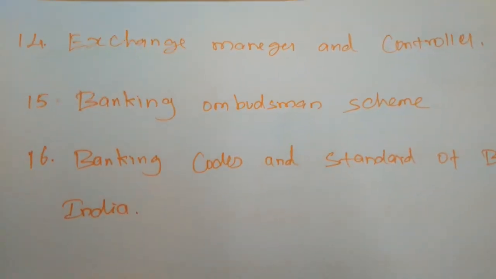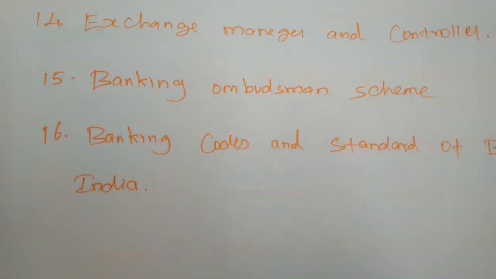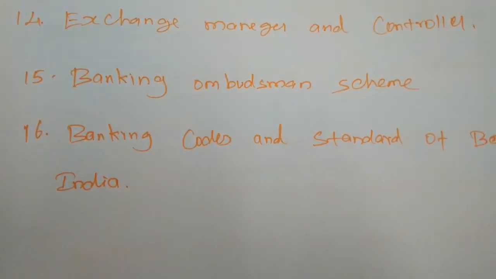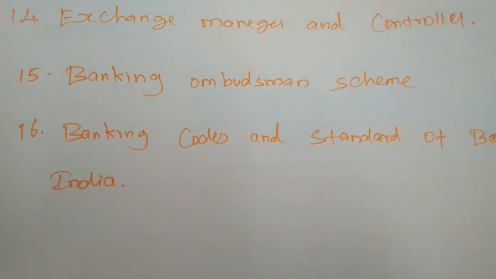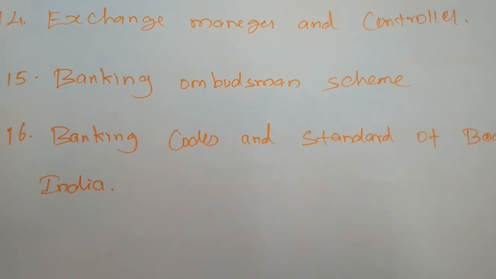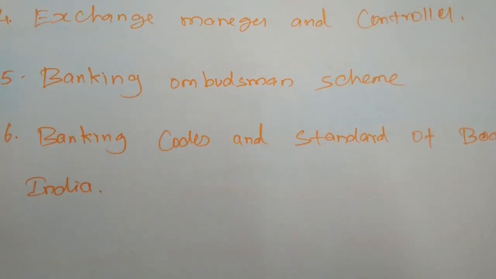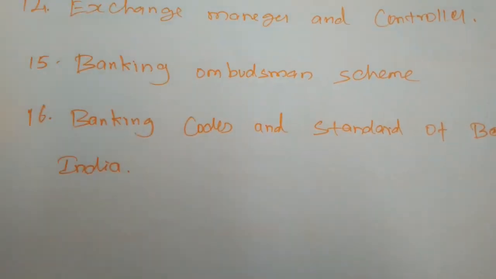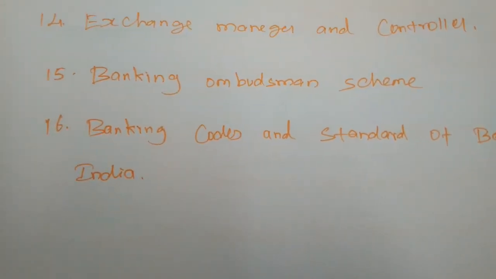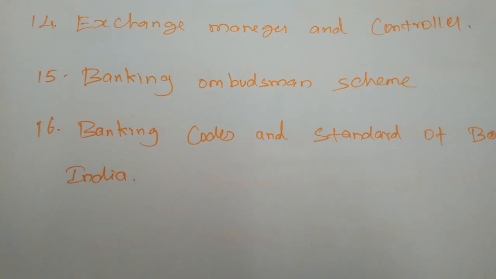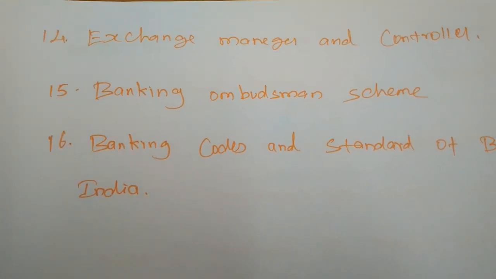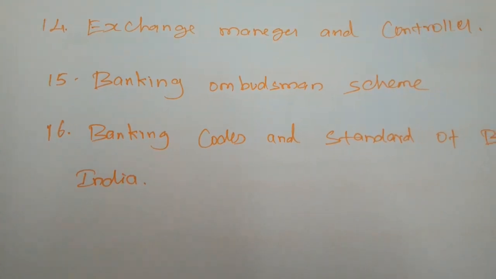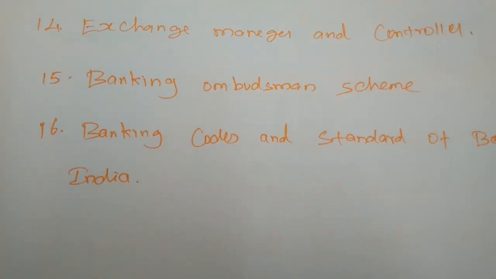Next, exchange manager and controller. RBI represents India as a member of the International Monetary Fund. Most of the commercial banks are authorized dealers of RBI. If we are a member of the IMF, we can get some financial facilities whenever we need more financial facilities.